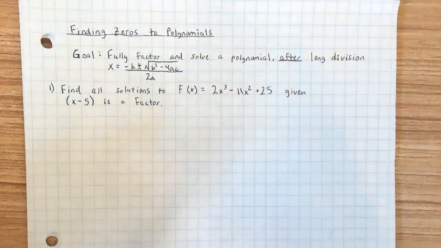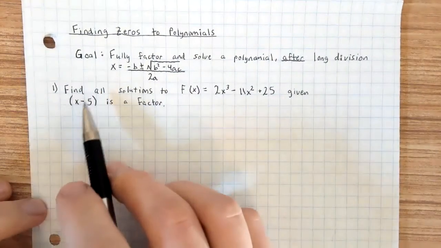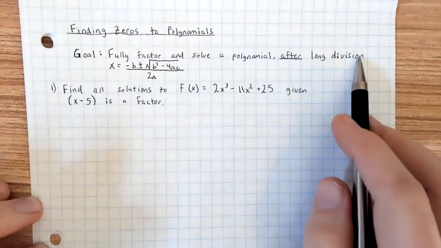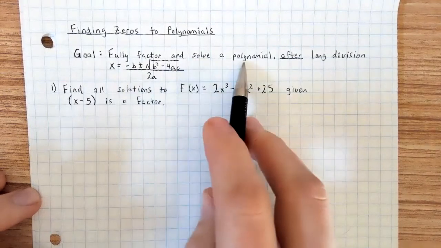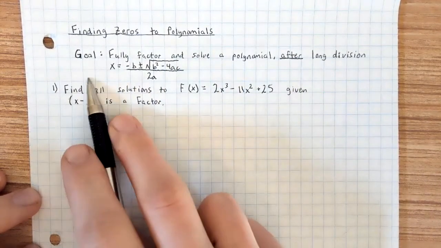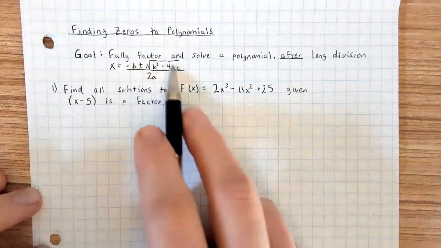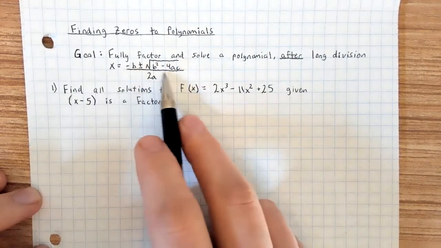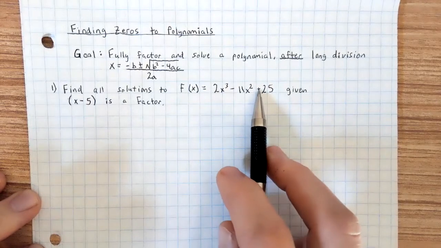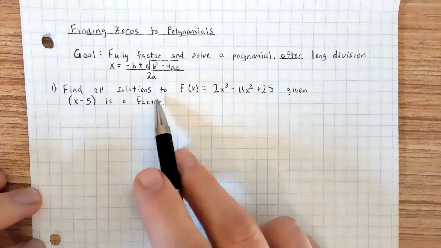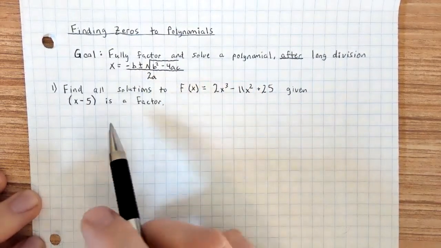Hey everybody. The goal in this video is to take what we've learned with long division and eventually use that to fully factor and solve a polynomial. To solve it, you're probably going to need the quadratic formula. Sometimes when you build a quadratic out of this, it's not going to be able to be factored, and so you'll just solve that quadratic using, again, the quadratic formula.